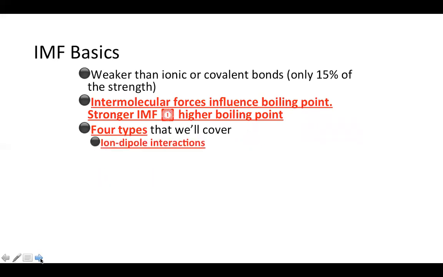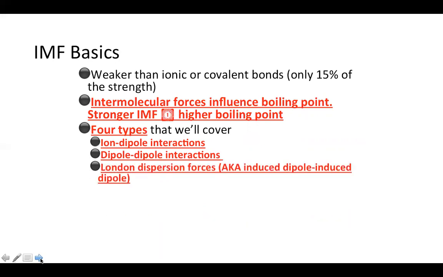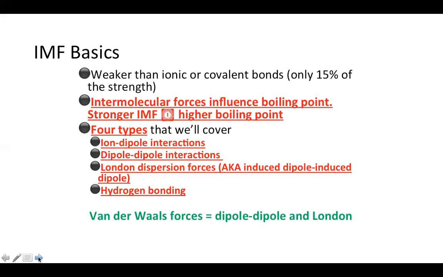So the 4 types of intermolecular forces we'll cover in this video are ion-dipole interactions and dipole-dipole interactions, and these first 2 are going to be really similar. It's just whether we're looking at an ion with a polar molecule or whether we're looking at polar molecules and other polar molecules. And then we also have London dispersion forces and hydrogen bonding. Now you might also see this term called van der Waals forces. Van der Waals forces are the weaker intermolecular forces, so it groups dipole-dipole and London dispersion forces together.